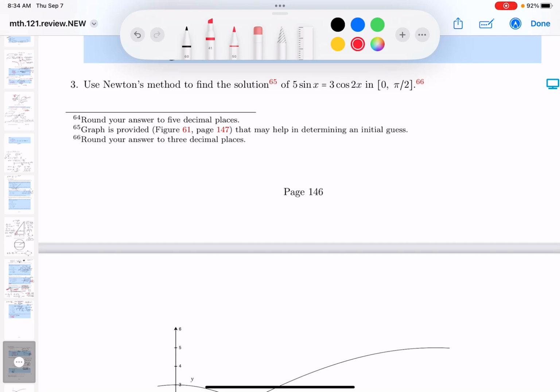All right, so it says use Newton's method, get a solution to this problem over here. And this is what they want, a solution of this, which looks pretty difficult, by the way, on this interval over here. Now, someone says, could I do this without using Newton's method? You can, but they did clearly state use Newton's method.